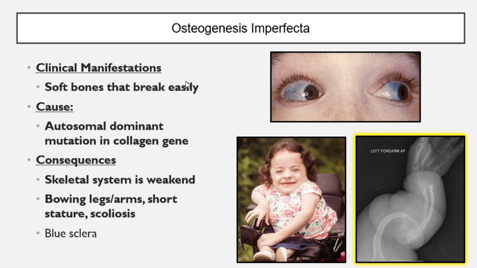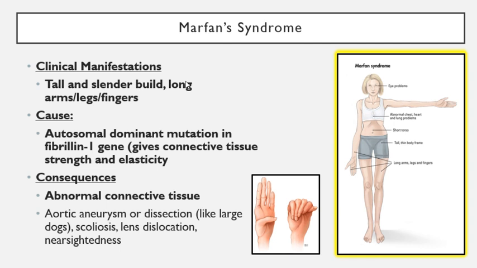And you have these weird malformed bones where you have bowing of the legs and arms, short stature, and scoliosis. You also have these weird eyes that look blue. That's a problem with your collagen as well. But that's just kind of a side consequence. You don't really need to know that for the test, at least.